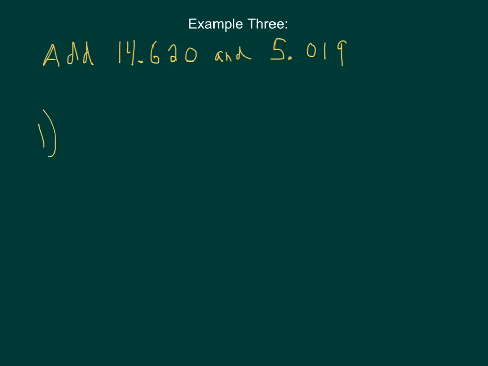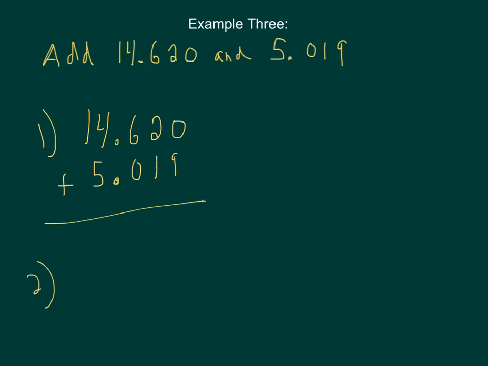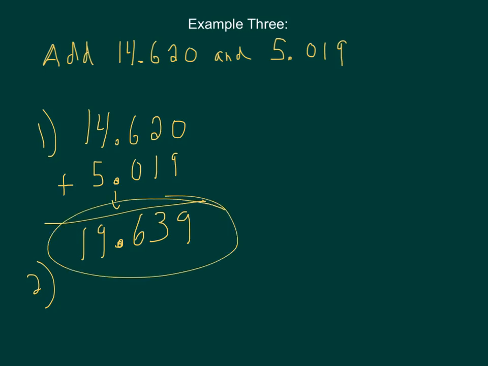So step 1 again always says line up your decimal points. So we have 14.620 and we're adding 5, there's the decimal together, 0.019. Step 2 just said do the math, so let's do it. 0 plus 9 is 9. 2 plus 1 is 3. 6 plus 0 is still 6. Our decimals come down. 4 plus 5 is 9, and 1 plus nothing is still 1. And we have our final answer of 19.639.